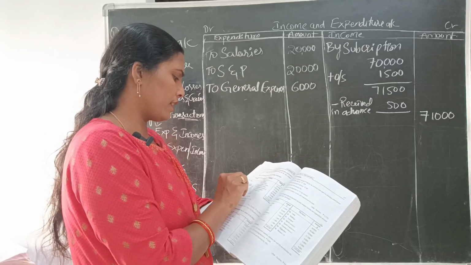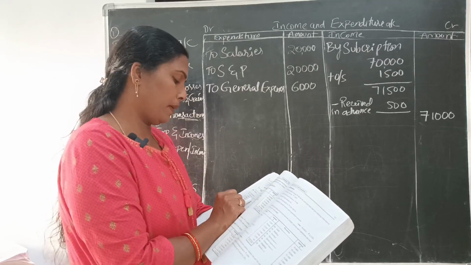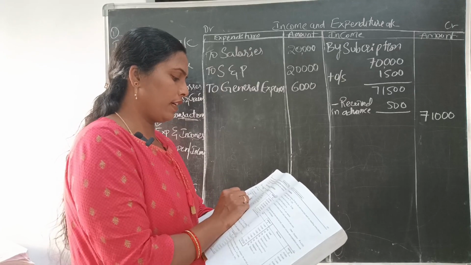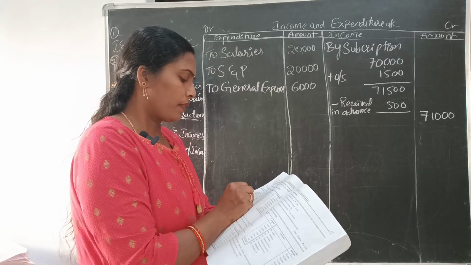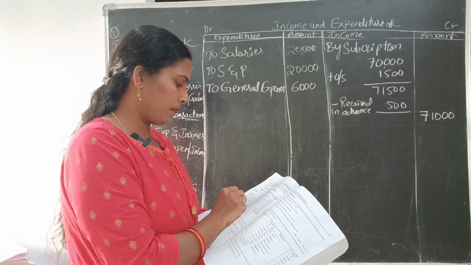Next, donations received for mineral water. Donations are for a specific purpose, donations given for mineral water. So this will show in the balance sheet. This is capital in nature.